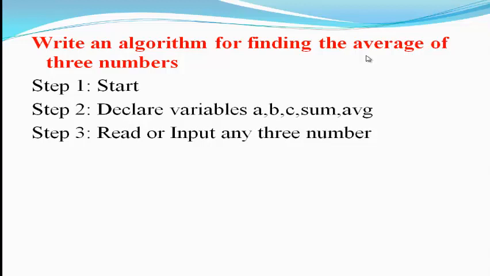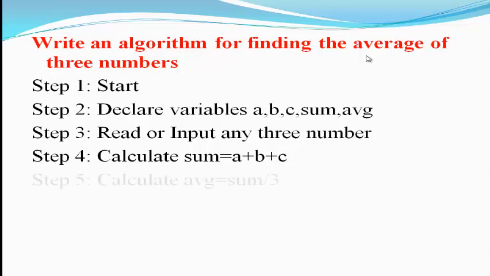Input any three numbers. Step 3. Step 4, calculate sum is equal to a plus b plus c. When we enter any three numbers, after that we store the total in the variable sum, sum is equal to a plus b plus c. Next, step 5, calculate average. Average is equal to sum divided by 3.